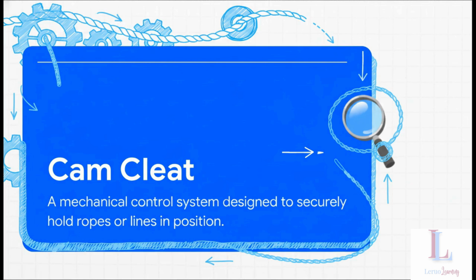It's a wonderfully elegant mechanical control system. By definition, it's designed to securely hold ropes or lines in position. Notice the really key difference here compared to our previous topics. A cam cleat isn't generating or multiplying force like a compound pulley or a gear train would. Instead, its entire job is controlling that force.